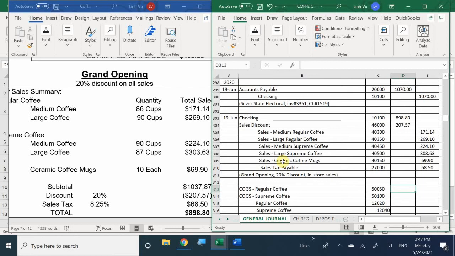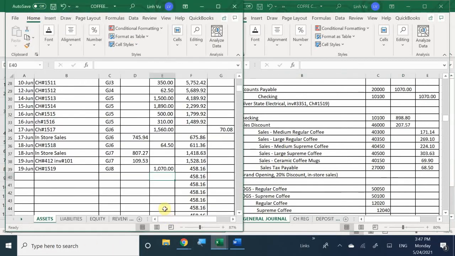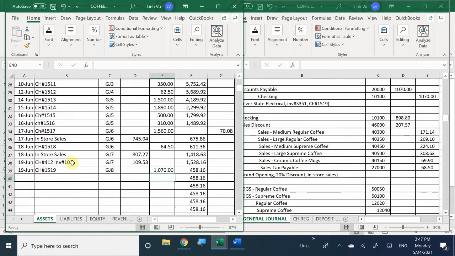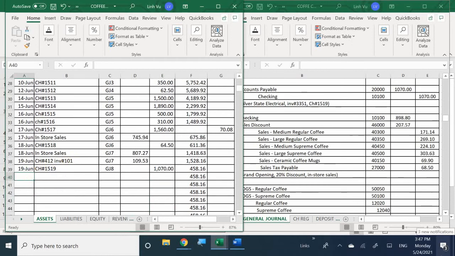Now we need to go to the general ledger. First things first, $619 in-store sales, GJ8 with a debit of $898.80.